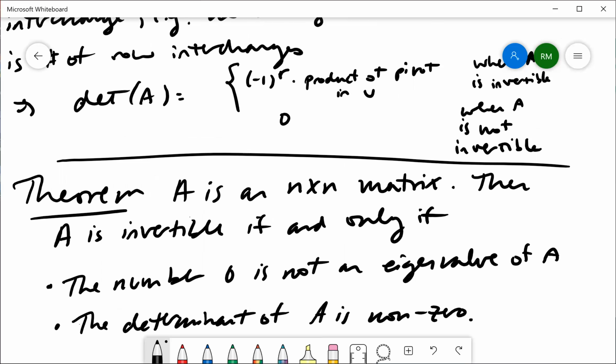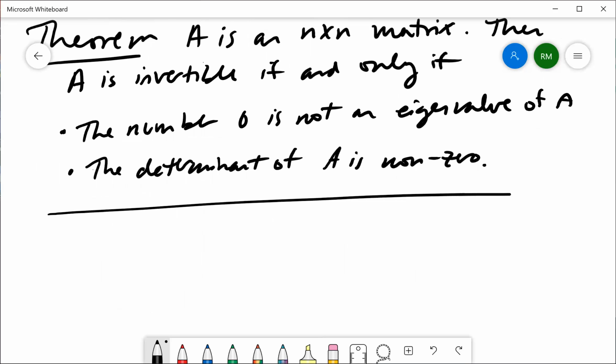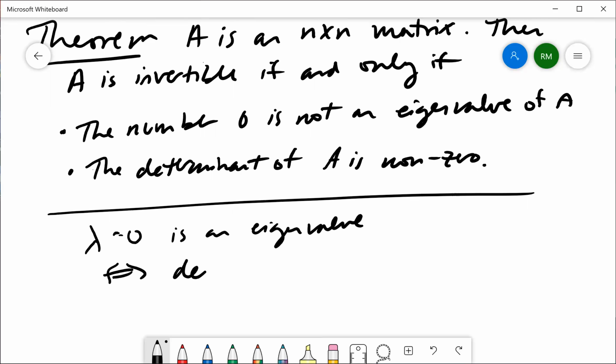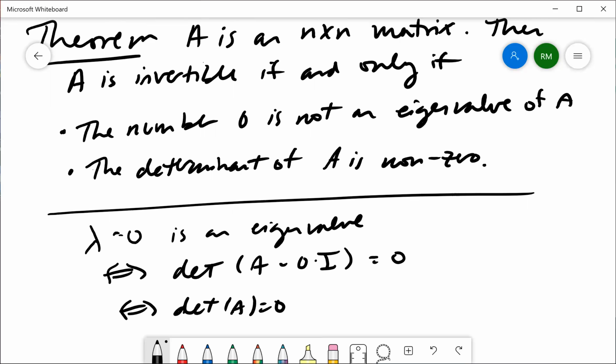Well, let's look at this equation where lambda is 0. This lambda equals 0 is an eigenvalue if and only if the determinant of A minus 0 times the identity is 0, which happens if and only if the determinant of A is 0. And thus we see that 0 being an eigenvalue is equivalent to the matrix having a 0 determinant.